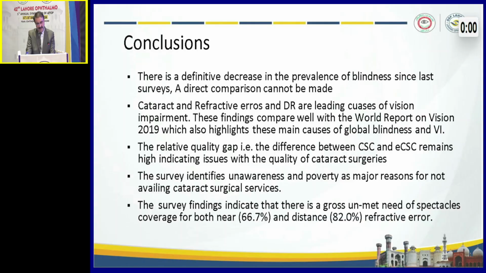vision impairment. These findings compare well with the World Report on Vision 2019, which also highlights these main causes of global blindness and visual impairment. The relative quality gap, that is the difference between cataract surgical coverage and effective cataract surgical coverage, remains high, indicating issues with the quality of cataract surgery. The survey identifies unawareness and poverty as a major reason for not being willing to use cataract surgical services. And the survey findings indicate that there is a gross unmet need of spectacle coverage for both near, that is presbyopia, and distance, for myopia. And this shows 66.7% for the presbyopic and for the myopic 82.0%.